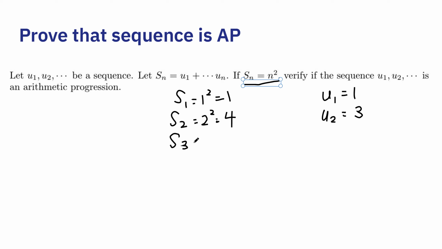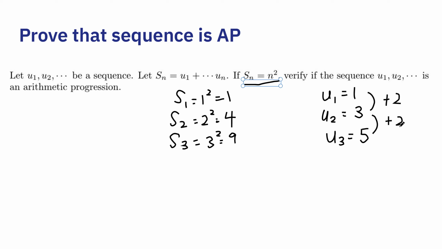If we write S3 equals 3 squared equals 9, then we get U3: the sum of the first three terms adds up to 9. Since the first two terms already add up to 4, the next term should be 5. So it looks like an AP, right? 1, 3, 5, 7. Okay, so we want to show if this is an AP.